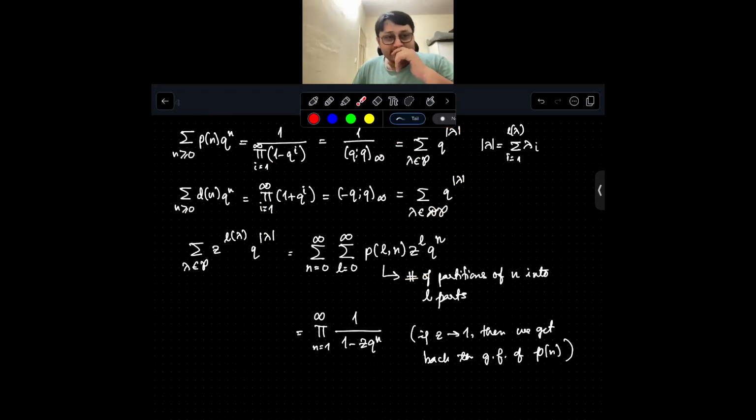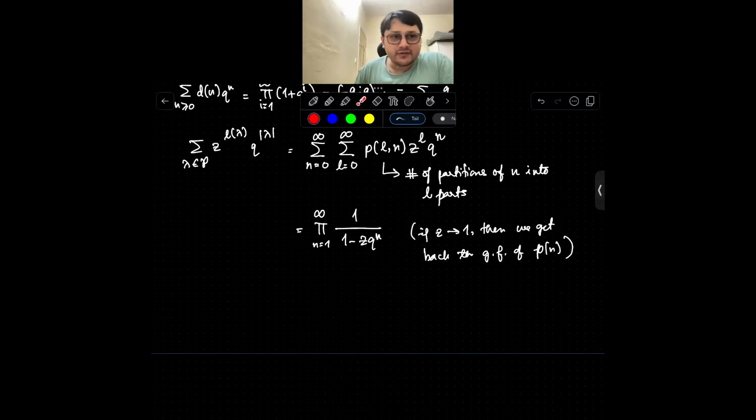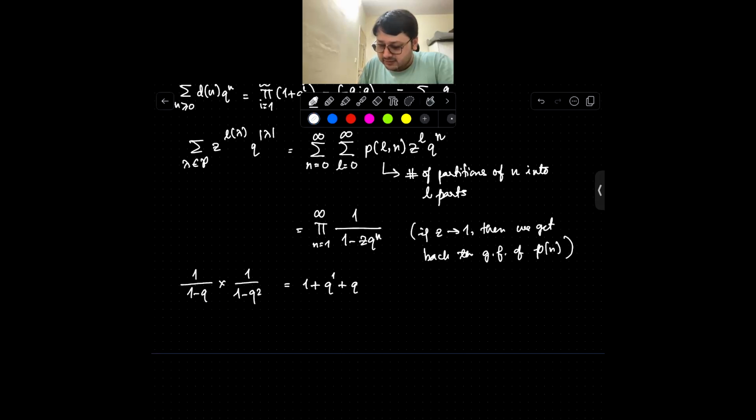So why is this generating function true? If you think about the proof of the one variable generating function for partitions, the proof should immediately tell you why this generating function is true. So remember, we looked at the first two factors initially, and this was giving us something like 1 plus q raised to the power 1 plus q raised to the power 2 plus q raised to the power 1 plus 1 plus q raised to the power 2 plus 1 plus q raised to the power 1 plus 1 plus 1, and so on.